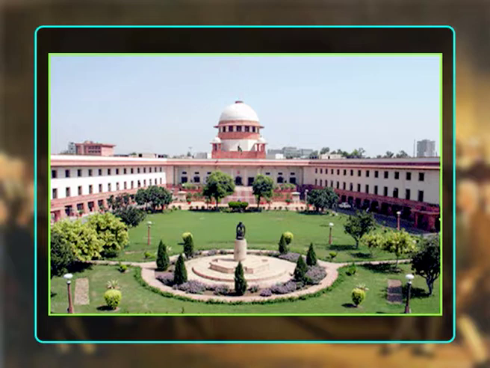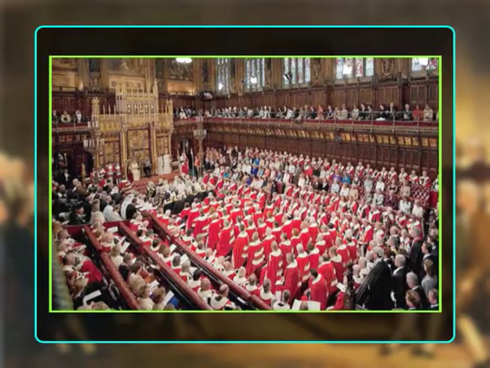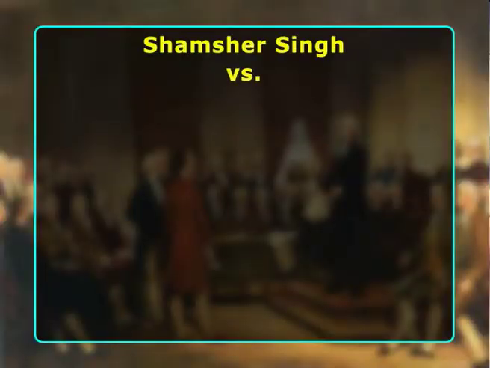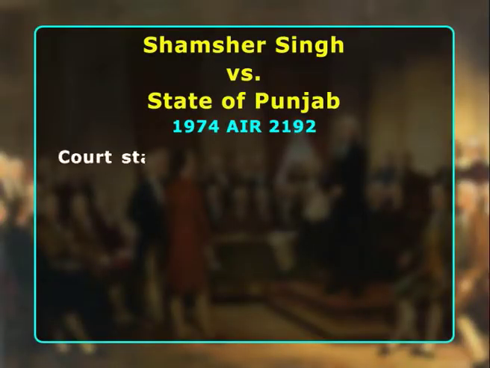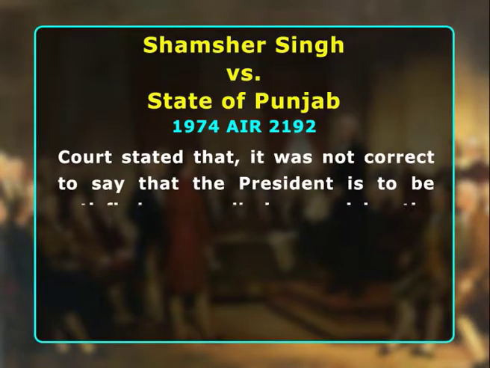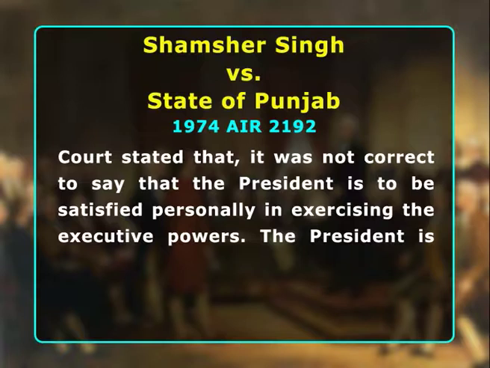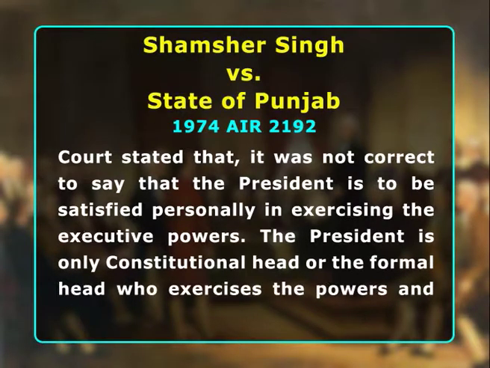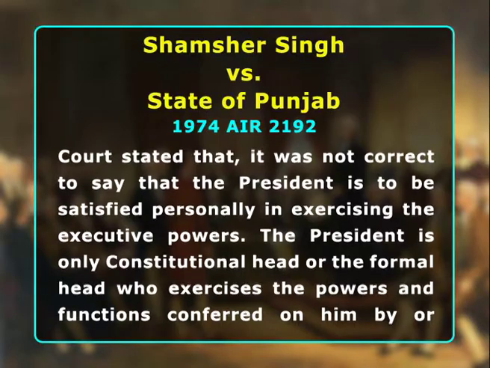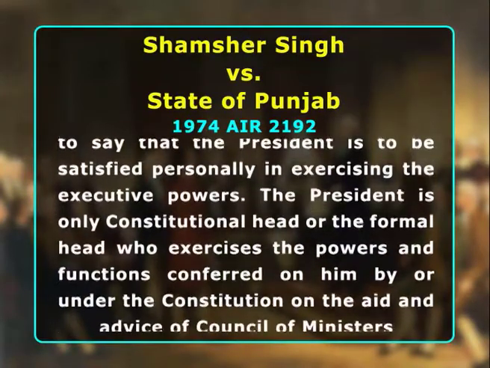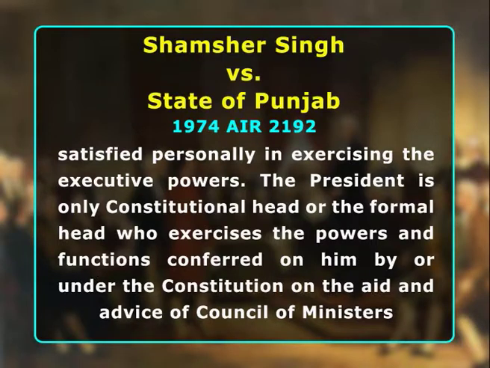The Supreme Court emphasized that conventions operating in Britain governing the relationship between the Crown and the ministers are very pertinent to the Indian Constitution as well, and the formal provisions of the Indian Constitution should be read in the light of those conventions. In Shamsher Singh versus State of Punjab, the court stated that it was not correct to say that the President is to be satisfied personally in exercising the executive powers. The President is only a constitutional head or the formal head who exercises the powers and functions conferred on him by or under the Constitution on the aid and advice of the Council of Ministers.